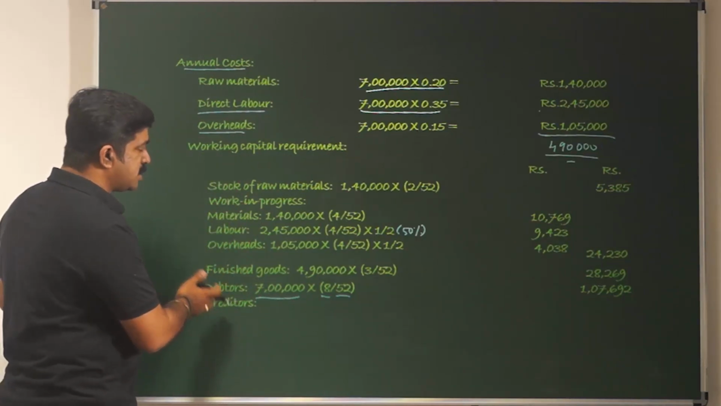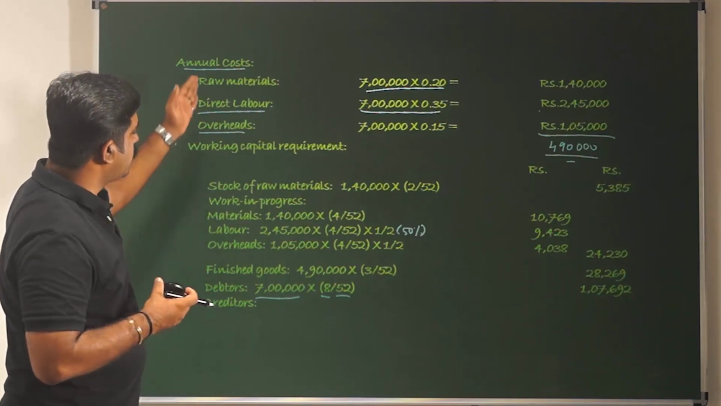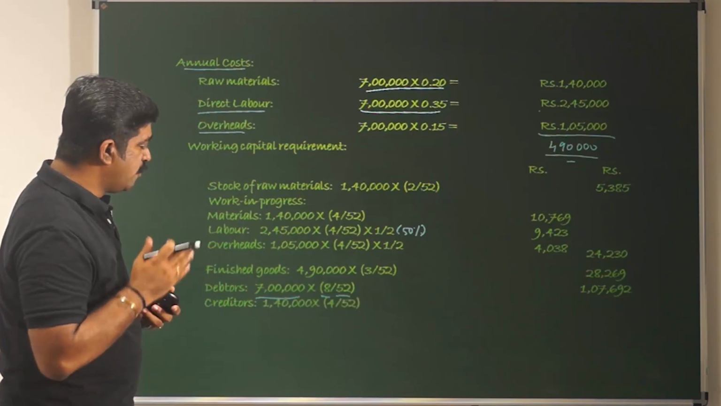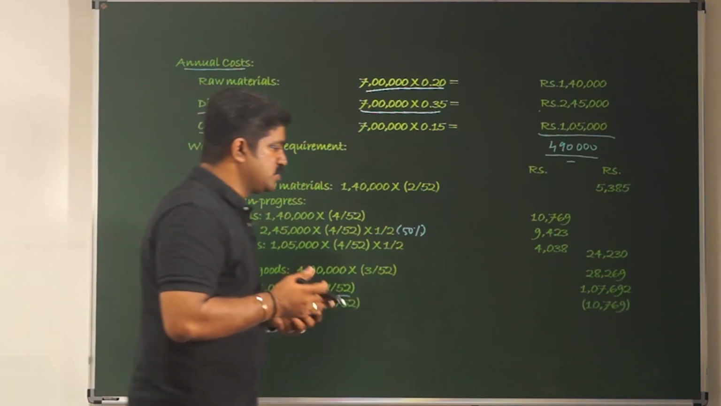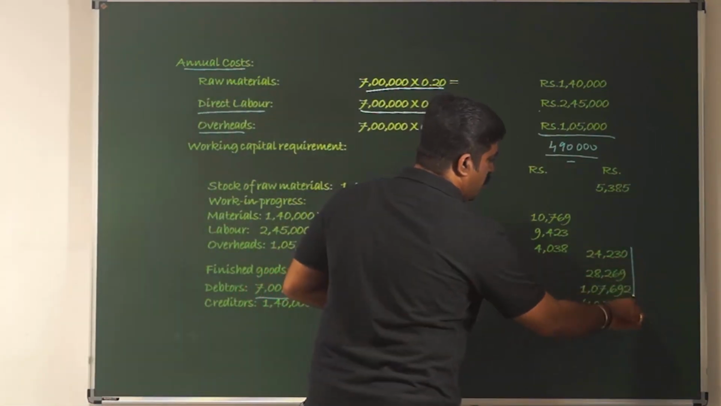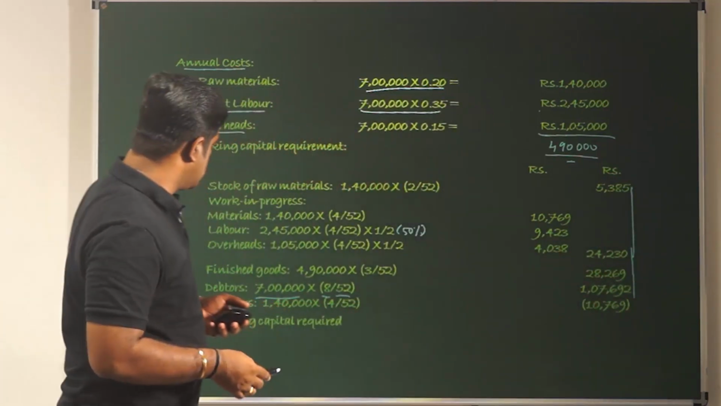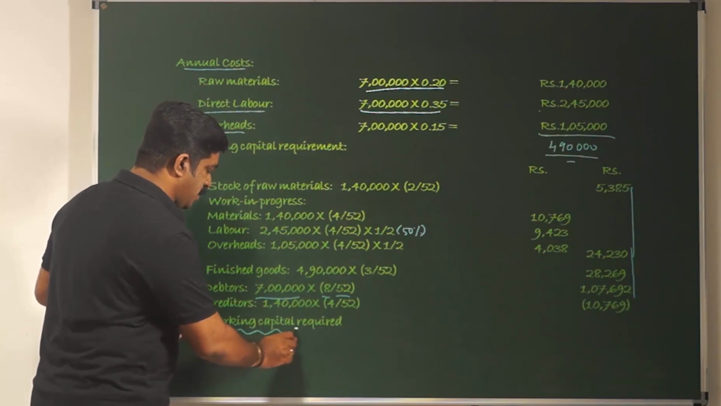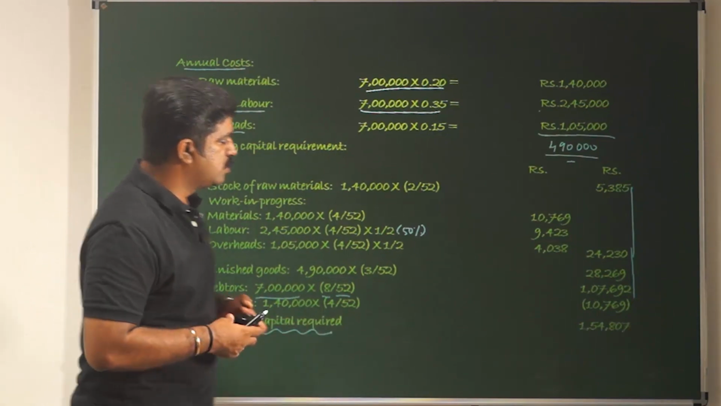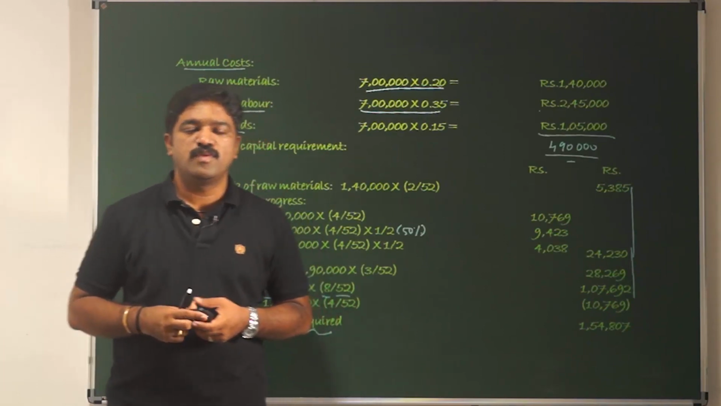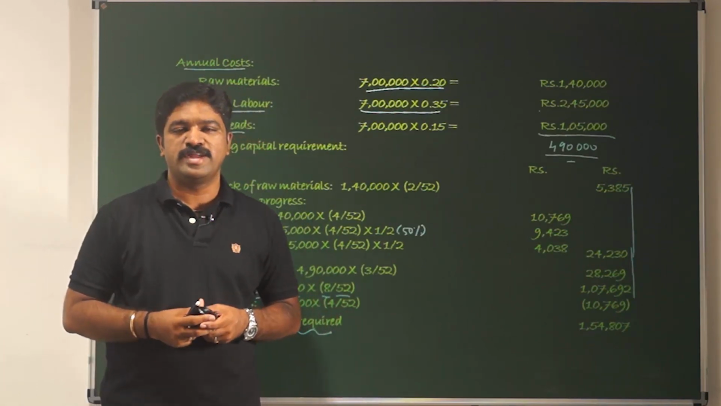Then we have to subtract the creditors. Creditors is linked with the raw material consumed. 140,000 is for 52 weeks. What is for 4 weeks? And the value is 10,769. So now we have to add all the 4, subtract this creditors. So the difference is nothing but working capital required, and it works out to 154,807. Okay, the total working capital requirement is 154,807.